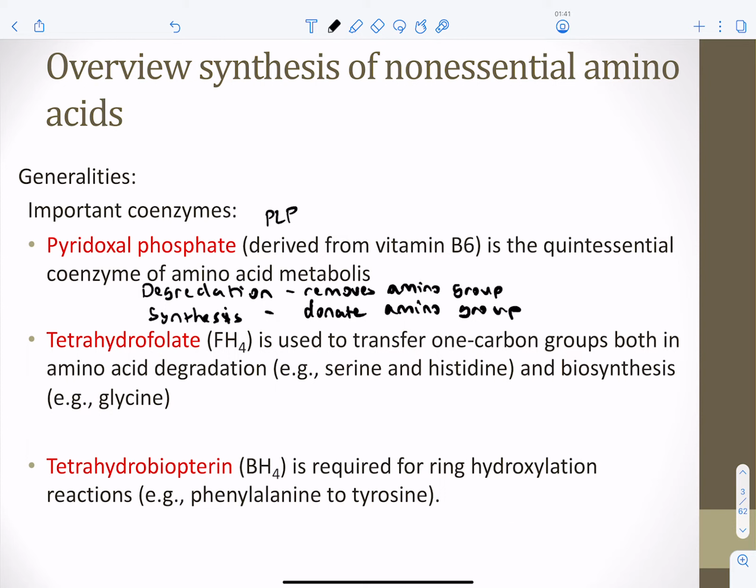Tetrahydrofolate can either be FH4 or TH4. You might see either of those. Basically, tetrahydrofolate comes from folic acid, and it's going to be extremely important in moving carbons during the process of synthesis or degradation. We're going to talk about many of these that involve different species of the tetrahydrofolates. There's also tetrahydrobiopterin, an important cofactor for phenylalanine to tyrosine, for example. So ring hydroxylations are going to require tetrahydrobiopterin.